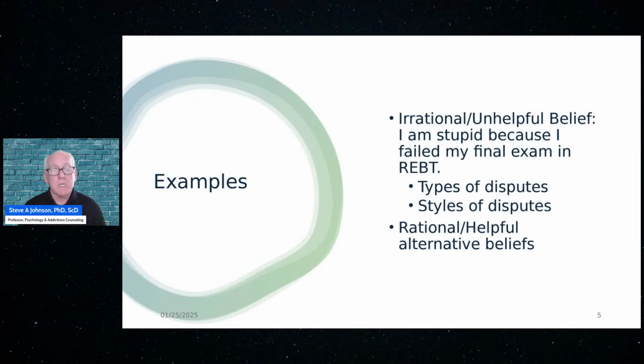So what do we put in the place of demand? We put preferential beliefs: wishes, wants, hopes, desires, right? You can strongly wish or want or hope, but that is qualitatively different from a demand. It has to be this way. It must be. I must be this way. You must be this way, right? Because if we're demanding and reality doesn't correspond, then we tend to disturb ourselves.